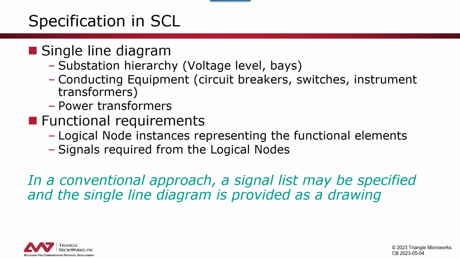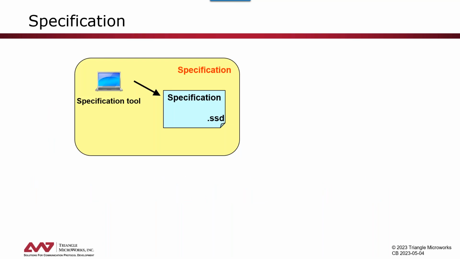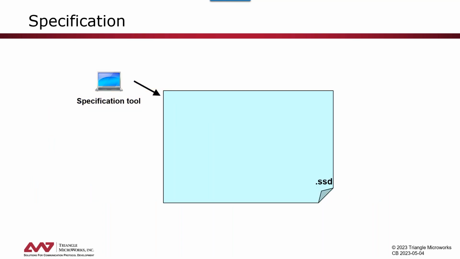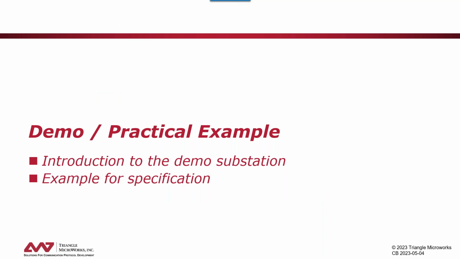In the case of 61850 using SCL now, as mentioned, we can do some of these parts in a machine processable way. And the result of this first step is that we introduce an SCL file of the type SSD file, where we add what we call the substation section, which is more or less containing the requirements and the substation topology. So that's the first step. Now let's have a look at how this looks in practice.